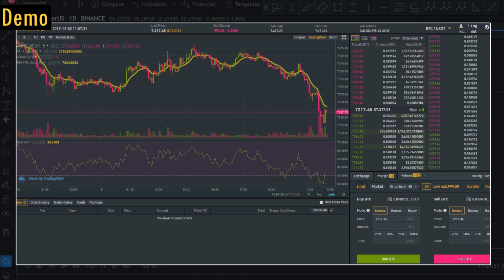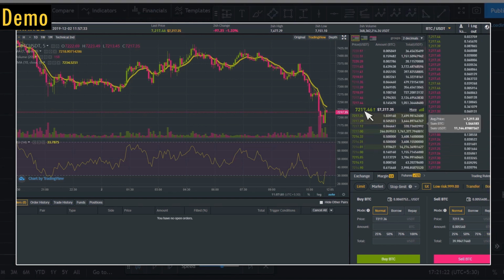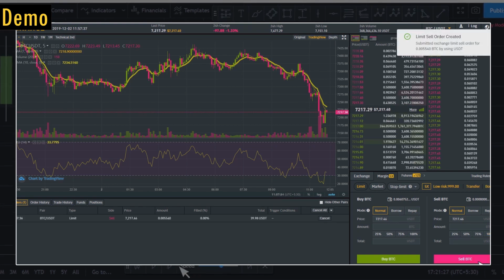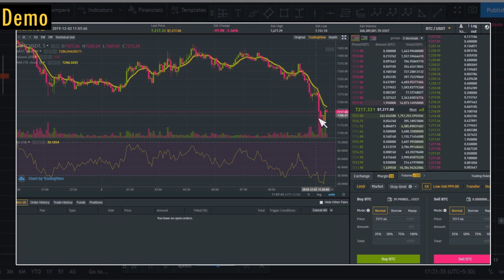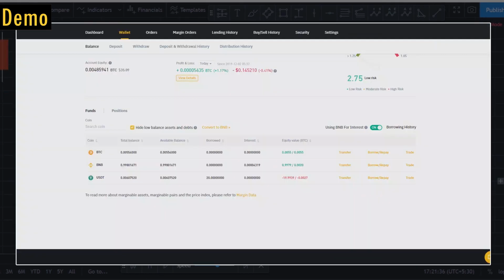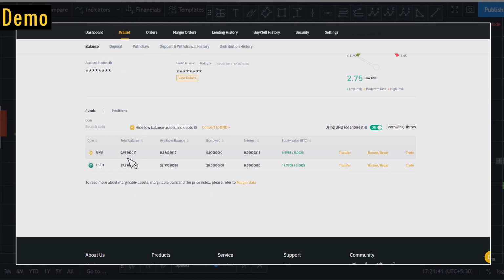Okay, so click here and click on 100%, and sell BTC. Generally you would do this step when you want to sell it at a higher price, right? So let's see if it gets filled. Yep, it got filled. Let's go back to the wallet and hit refresh. You can see that the funds have reverted back. So that's how you do a long trade.